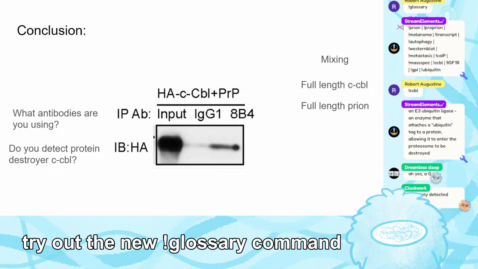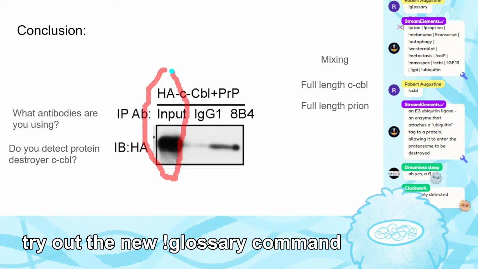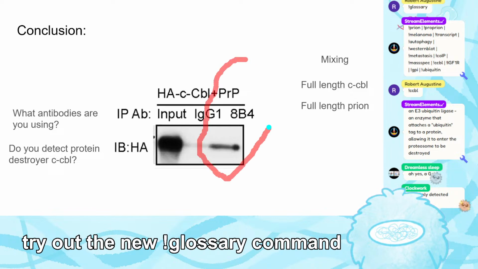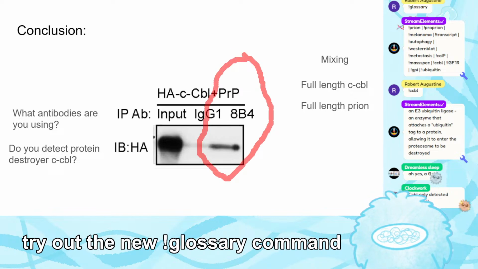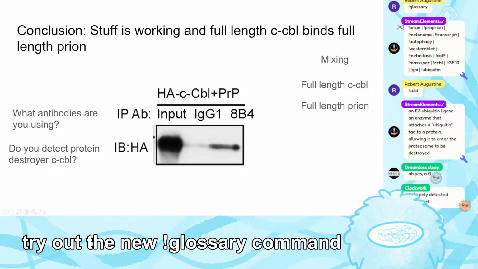Prion antibody, right? So the conclusion, so that's the observation that we can make here, right? That we do have a band when we use the Prion as a fishing rod, we can fish out the full-length protein. This is kind of just letting us know that we can, in fact, fish out, that the lure attaches to the fishing rod. I guess that's the best way to describe this. So this column allows us to know that our lure is attached to our fishing rod. This lets us know that we successfully fished it out using the Prion protein. So our conclusion here is stuff is working and the full-length CBL binds full-length Prion.